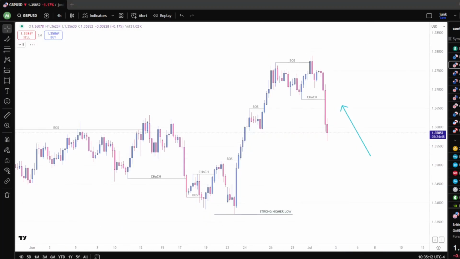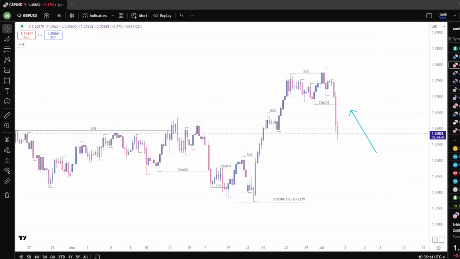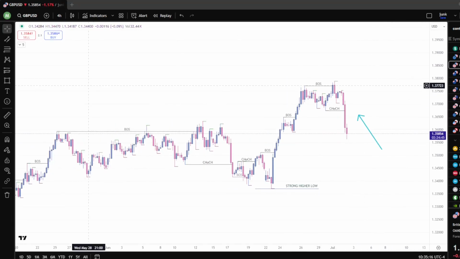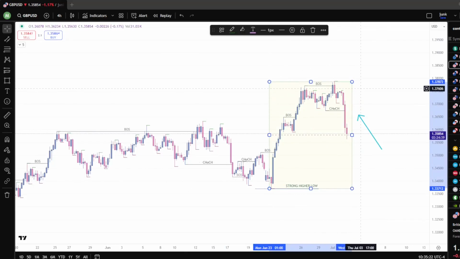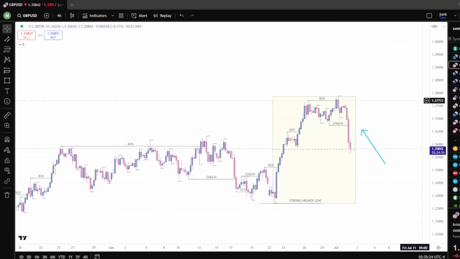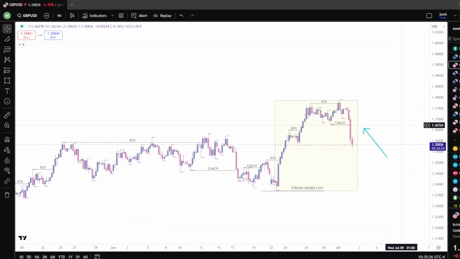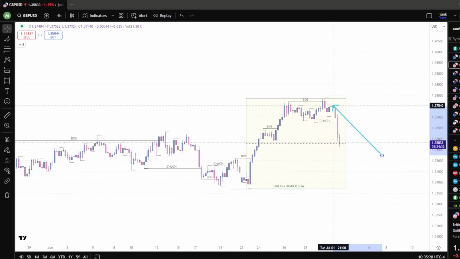GBP USD, the sell-off has happened. Let's go and map out the current range. This is due to the news. UK bonds dropped because of the finance minister maybe getting replaced. So when that news happened, slow started to happen, the structure broke to the downside.